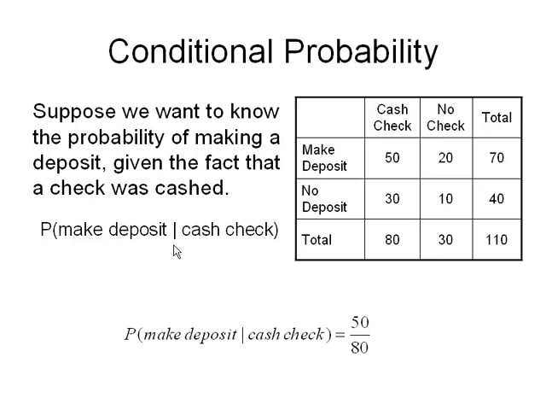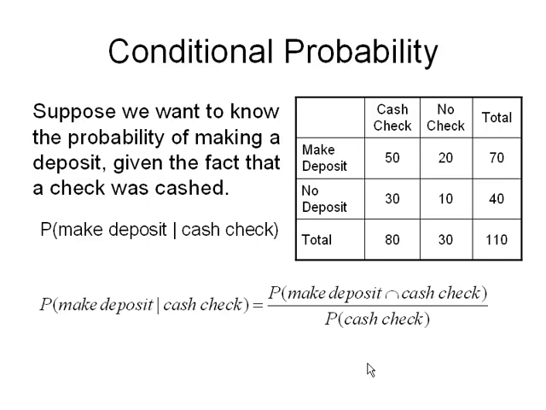To calculate that, it's pretty straightforward. We know the people cashed a check. There are 80 people that cashed a check, and of those 80, 50 of them made a deposit, so the probability here must be 50 over 80. Pretty straightforward. So essentially what we've noticed is we went from having a sample space that had 110 in it down to 80 because we know they cashed a check.